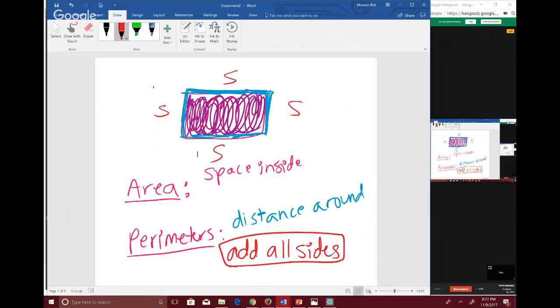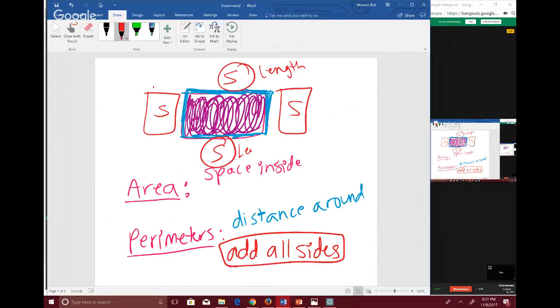Now with a rectangle, and with a lot of shapes, but not all of them, these 2 are going to be the same, and these 2 are going to be the same. So you're not going to have 4 different sides or 3 different sides. You're going to have 2 and 2, usually thought of as a length and a width.